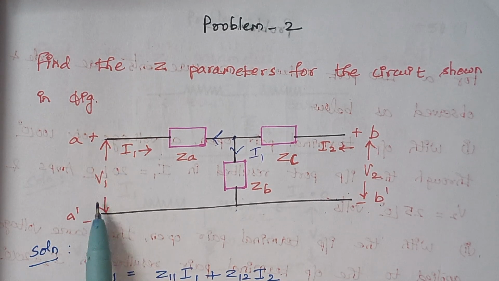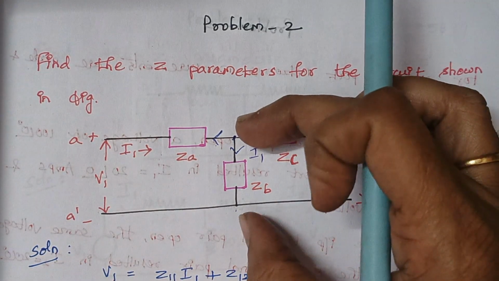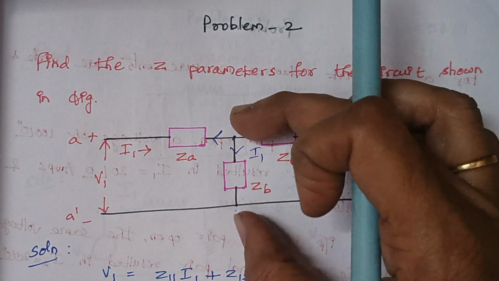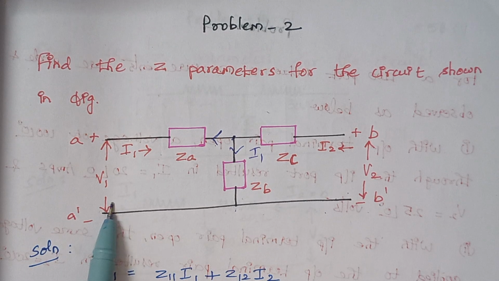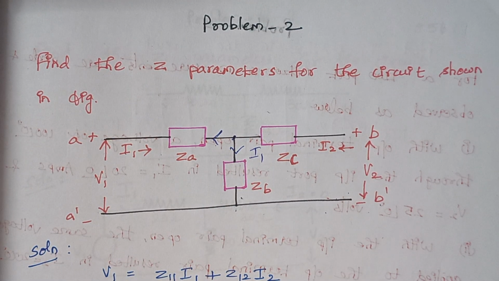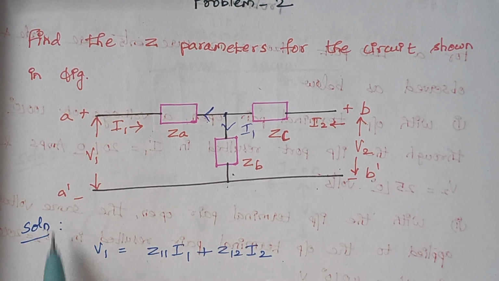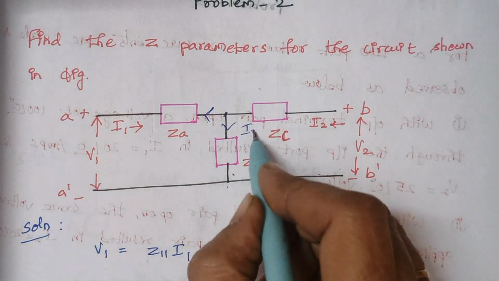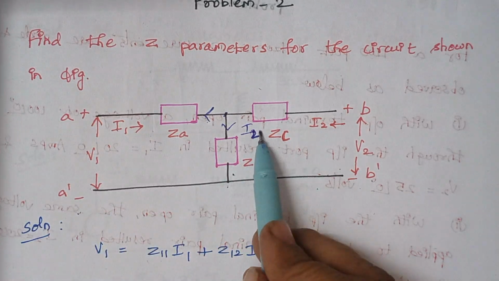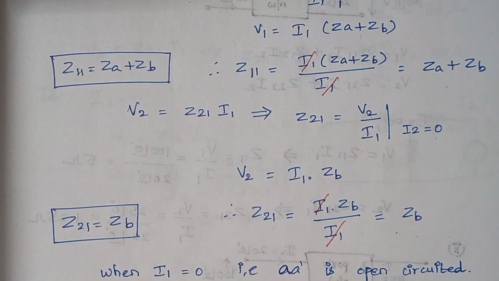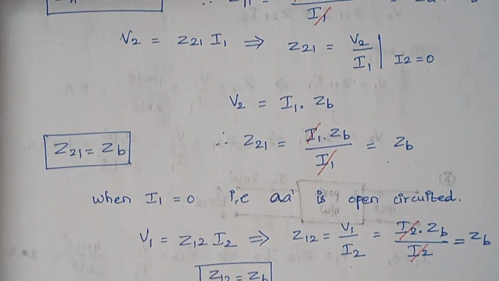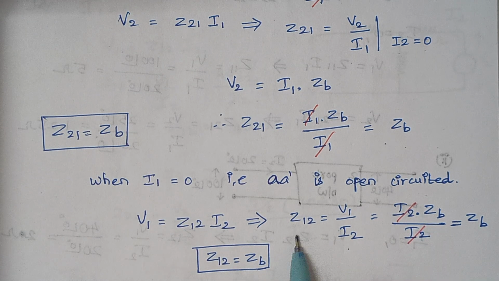So here this V1 is nothing but the voltage impressed across this resistance or this impedance. So here V1 is nothing but I1 into ZB. Sorry, not I1. Now the current I2 flows here, right? So here V1 is nothing but I2 into ZB. So here V1 is equal to I2 into ZB. So when you substitute, you see finally the value of Z12 is equal to ZB. Now we have calculated the third parameter, and now we are proceeding with our fourth one.